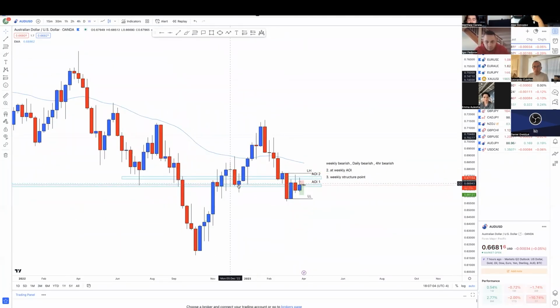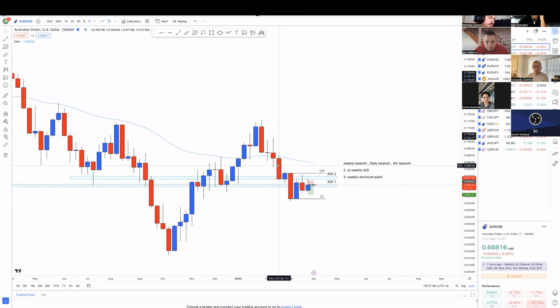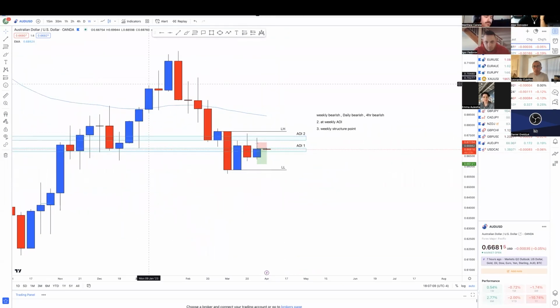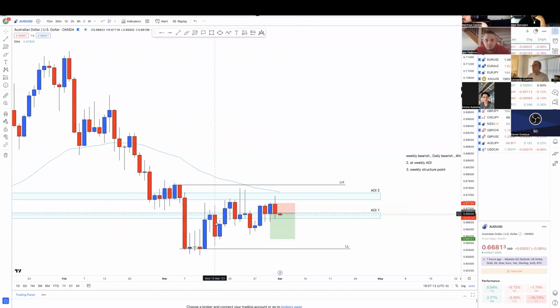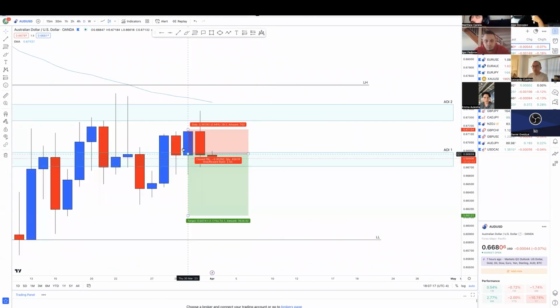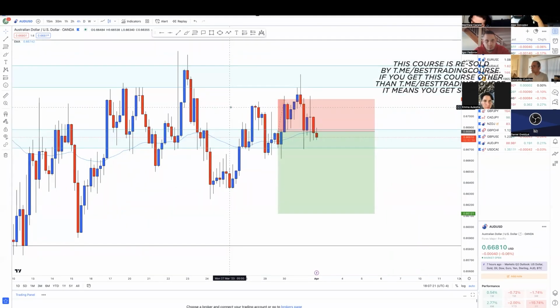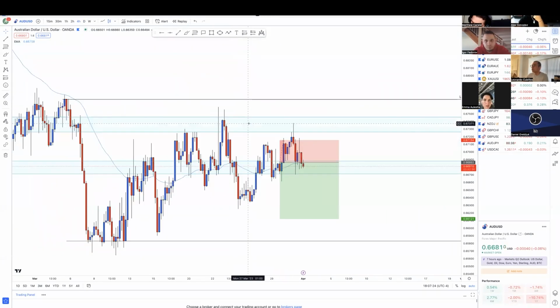Weekly is still bearish, rejection from this structure. I love how this weekly wick is under this one. Daily. It's an okay daily candlestick. We didn't engulf it, so that's a little bit of a turn off. Yeah, so my trade remains the same.